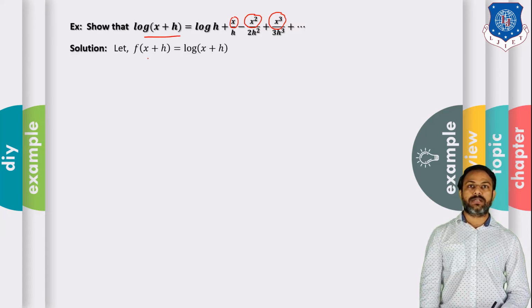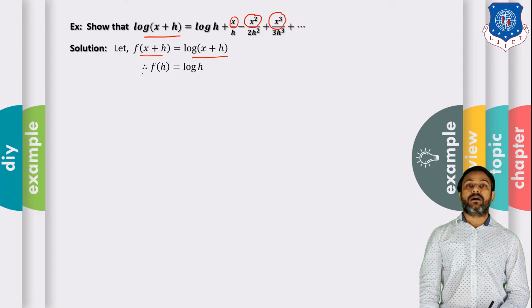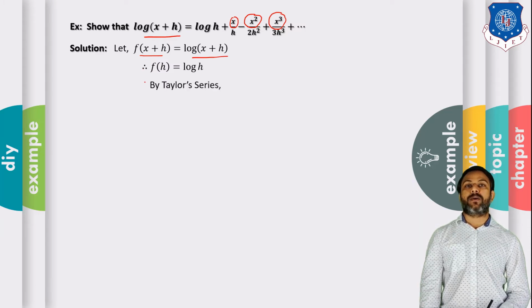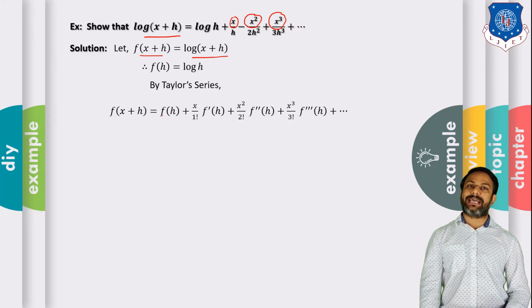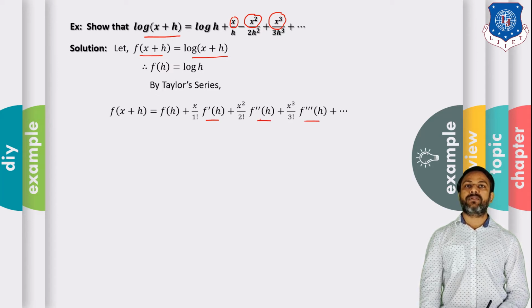Solution, let f of x plus h is equal to log of x plus h. So function is x plus h and we want to expand this function in power of x. So we will take function f of h. f of h is equal to log h by dropping x. So now by Taylor series we will use this form, f of x plus h in power of x. If function is f of h and in power of x, then this function becomes f of h, f dash of h, f double dash of h and so on. So we differentiate f of h successively.